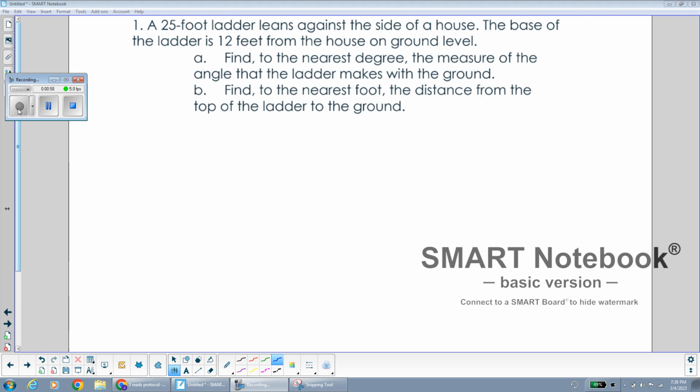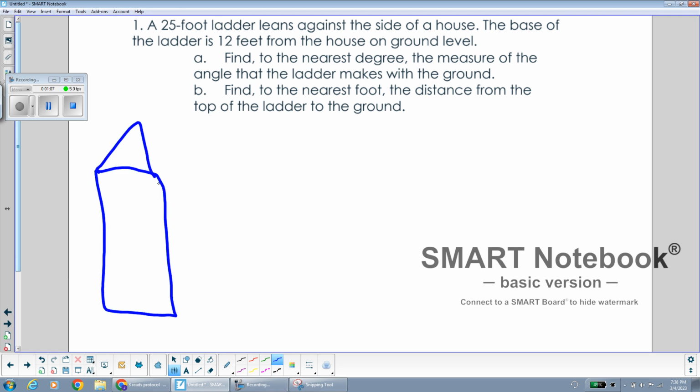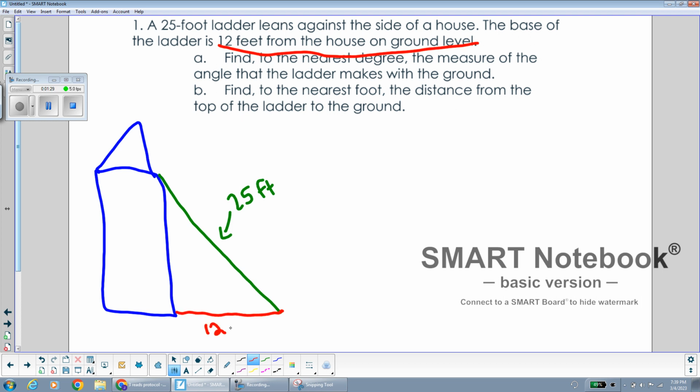Okay, so we're going to get started on this first one. We have a 25-foot ladder that's leaning against the side of a house. So here is my house, and here is my 25-foot ladder, right over here, leaning against the side of the house. The base of the ladder, that means the bottom of the ladder, is 12 feet from the house on ground level.